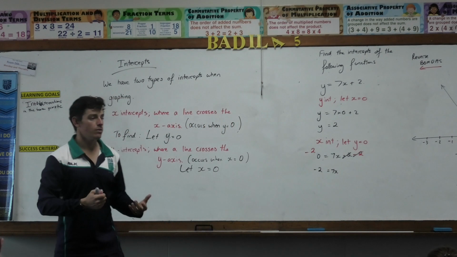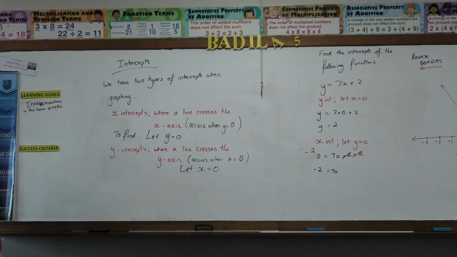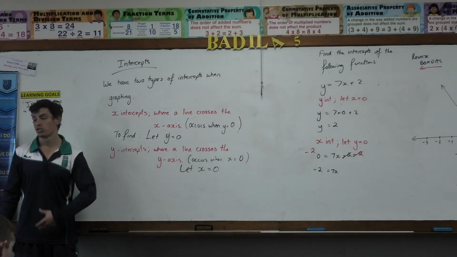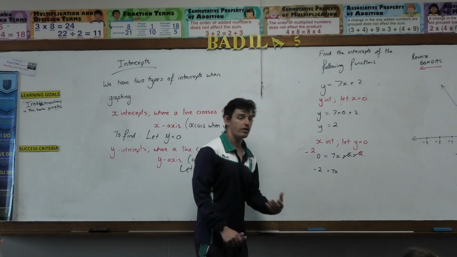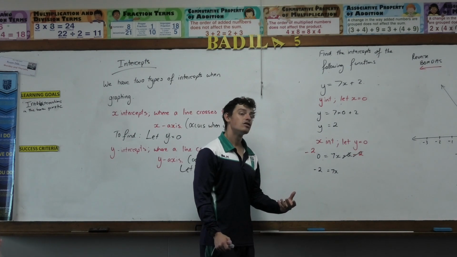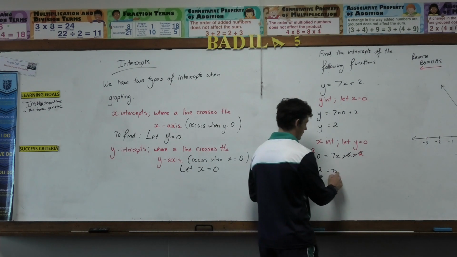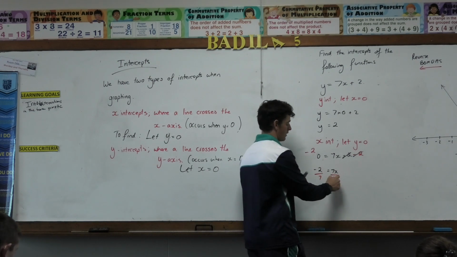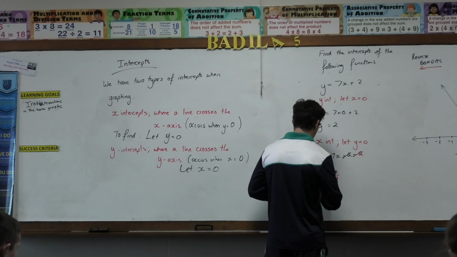Does that look easier? Are we one step closer to where we want to be? What's stopping the x from being by itself? The 7, what's it doing? Which operation though? Timesing. How do I undo a times? What's the opposite of times? Divide, so we divide both sides by 7. What happens to the 7's on the right? And we're left with x equals negative 2 over 7.